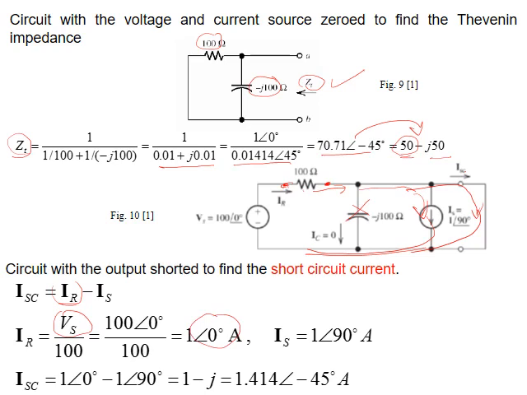Now IS is the source current, which is 1 at angle 90, given here, as you can see. Now we can substitute.